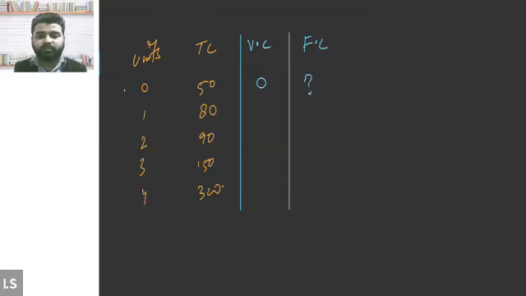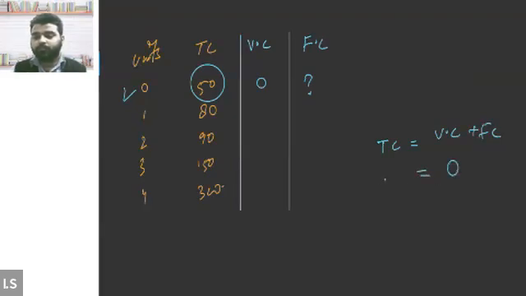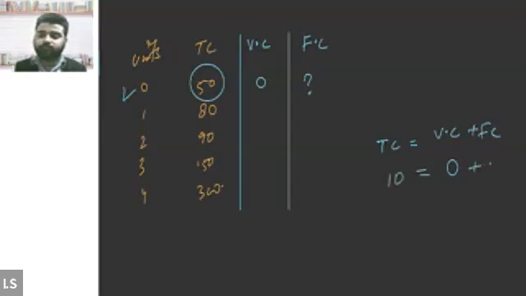Now tell me, you can see that at 0 unit of output, total cost is 50, right? Do you know how we calculate total cost? Total cost is calculated by adding variable cost plus fixed cost, right? So if at 0 unit of output, variable cost is 0, total cost is equal to, sorry, not 10, it's 50, then how much will be the fixed cost? Fixed cost must be 50. Getting my point? Alexander, is this clear to you?